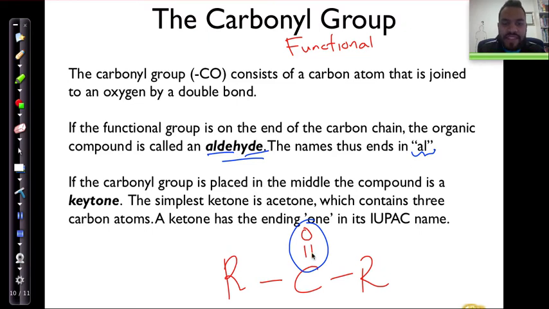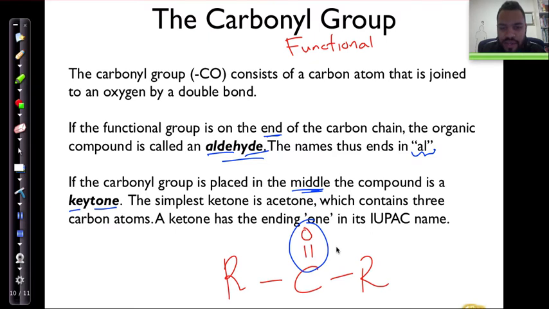And that is if this double bond O is at the end of a molecule. It is where? At the end of a molecule. Okay? If the carbonyl group is placed in the middle, so over there I have at the end and here I have in the middle, the compound is called a ketone, right?